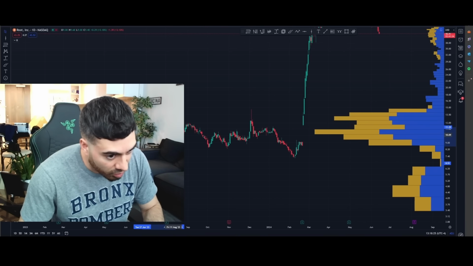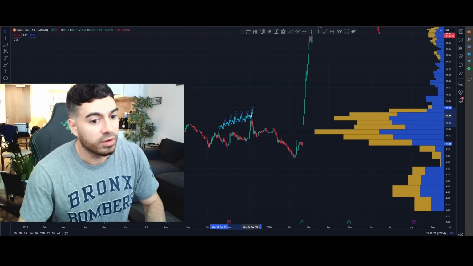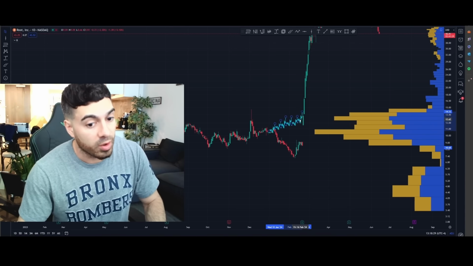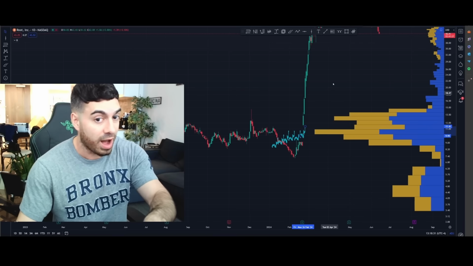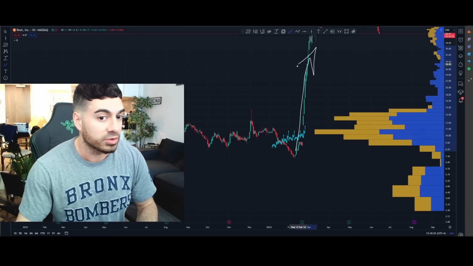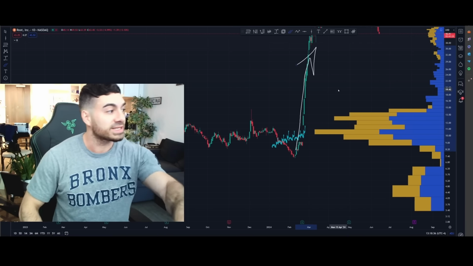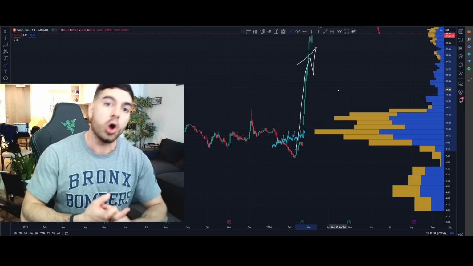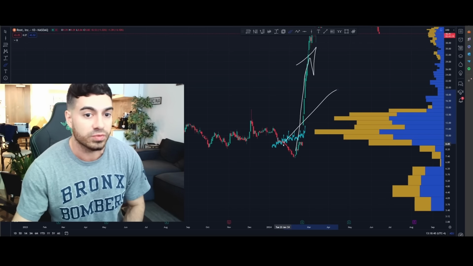This happens over and over again, over and over again, until you get to the point where you hit your super macro POI and the thing actually explodes. Now with Root, because it's a stock that nobody is looking at, there is no news to justify this move.